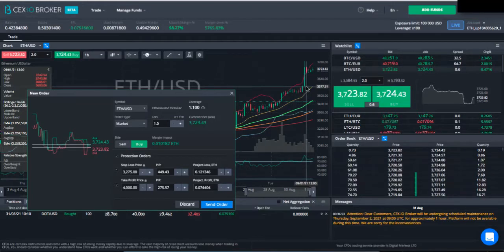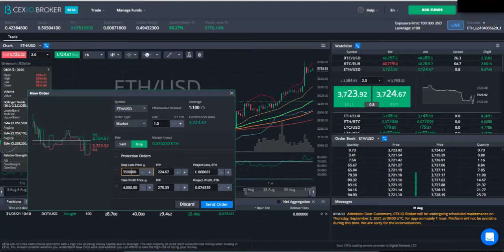3,500. So, you know, I could possibly say, okay, you know what, I won't put my stop loss all the way down here in 3,200. I'm going to put my stop loss just below this $3,500 level. So if I go right here and I go 3,500, then it adjusts my loss. It says, okay, if I take my stop loss here, my projected loss will be 0.06 Ethereum, okay? Which at this point is a little over 10% of my account.